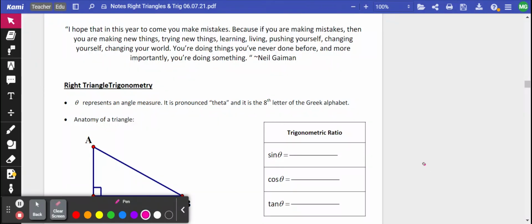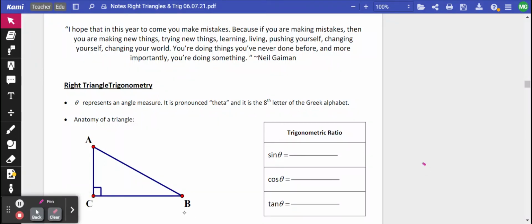Hi, everyone. Today we're going to talk about trigonometry and specifically right triangle trigonometry. Some of this is going to be review, things that you did in geometry, but I know that's been a little while. So, first of all, let's talk about the anatomy of a right triangle.